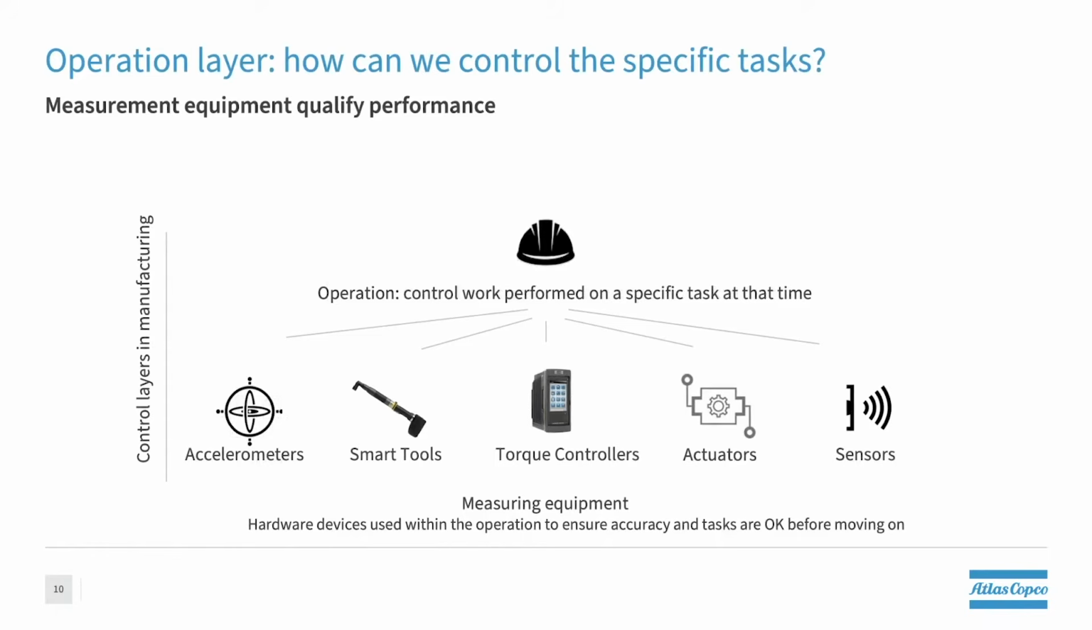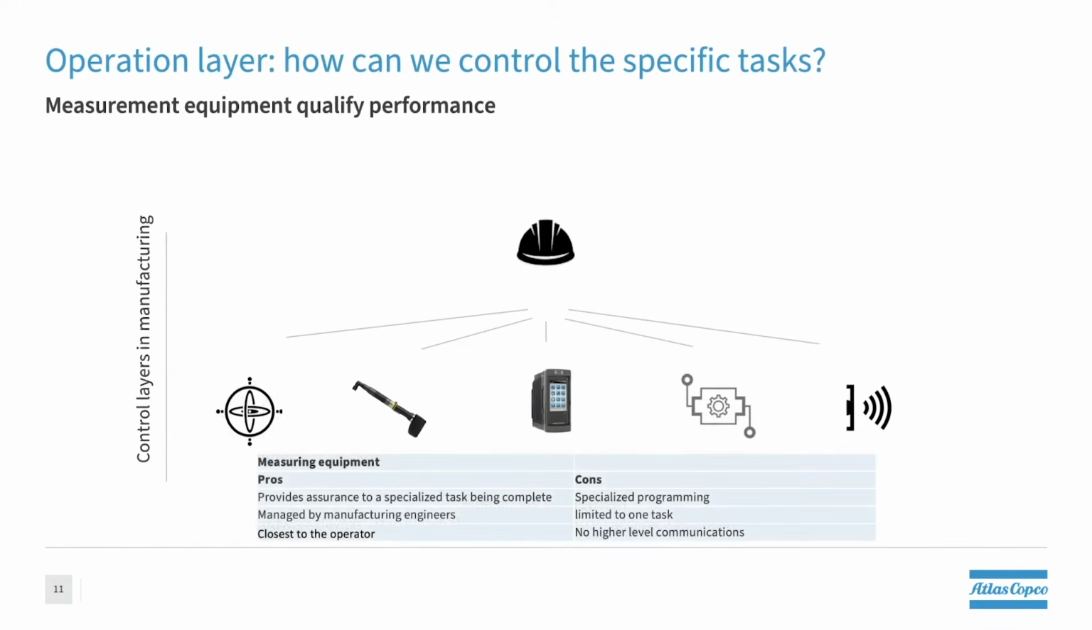So, what are the pros and cons when evaluating using measurement equipment alone as a control mechanism for error proofing? The pros are these devices provide assurance to a specialized task as to being complete and within their specifications. They're usually managed by the manufacturing engineers or quality engineers who have the most knowledge on how to build to their design specification. But the cons are, when programming these devices, this usually requires a specialized skill as they're likely programmed or configured in some sort of proprietary method. These devices are usually limited to measuring one task at a time. Some of these devices don't usually have a way to communicate to higher level systems.